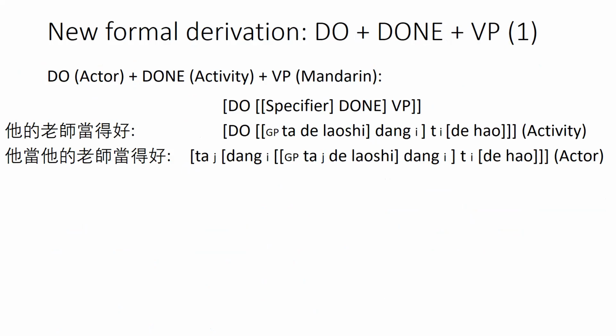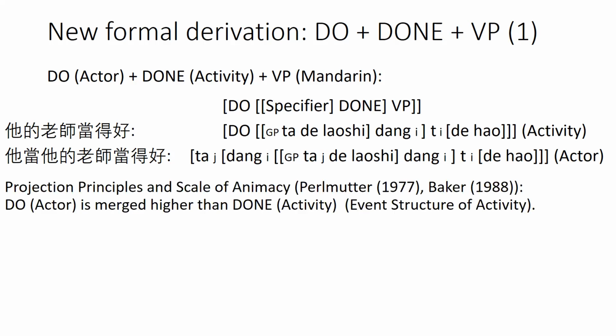The derivation would probably go something like this. Given that done is lower than do, in a bottom-up analysis we would merge done first and then do, and we would merge the activity first and then merge the actor argument. So this again conforms to traditional analyses of projection principles and animacy, where people have shown that animate arguments tend to be much higher than inanimate ones. So in this analysis, the event structure of activity is such that the actor is much higher than the activity.